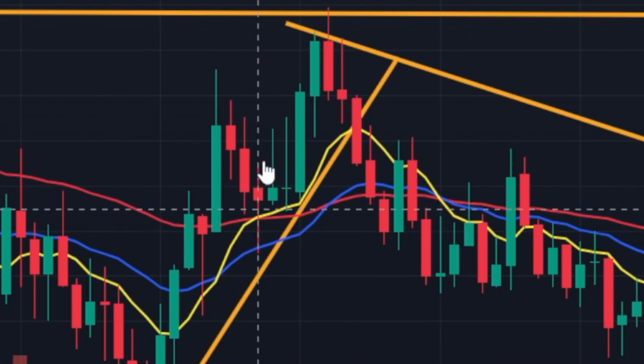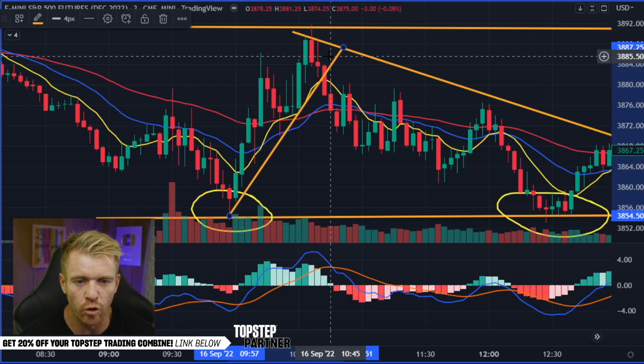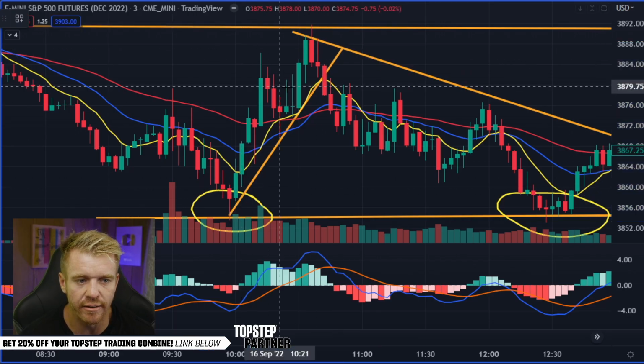So let's say you wanted to get short, first trend of the day. You wanted to look for that trend reversal. We pushed up to that 90 level. You can see we have that overall trend. We break the trend right here.